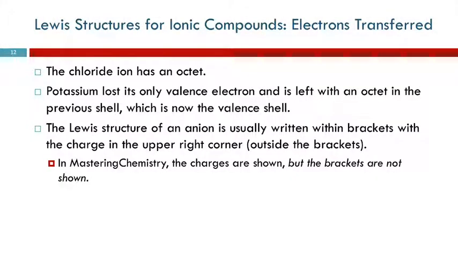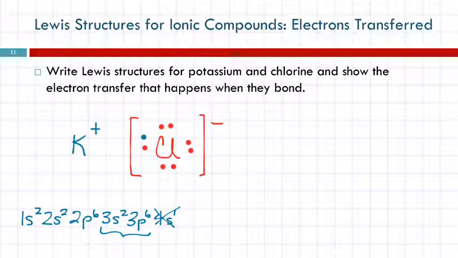The chloride has an octet. The potassium lost its only valence electron. It's left with an octet in the previous shell. I showed you that. The Lewis structure of the anion is usually written within brackets and the charge put on the outside. So that's what I did with chlorine here. You can kind of imagine how a negative sign might get lost in the dots, especially with handwriting, right? So we put brackets around the Lewis structure, all the dots and the symbol, and we put the charge on the outside. Mastering Chemistry can't handle that.